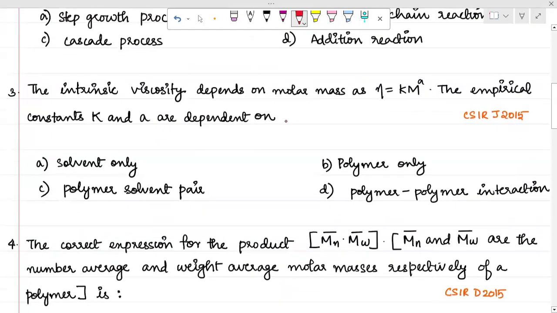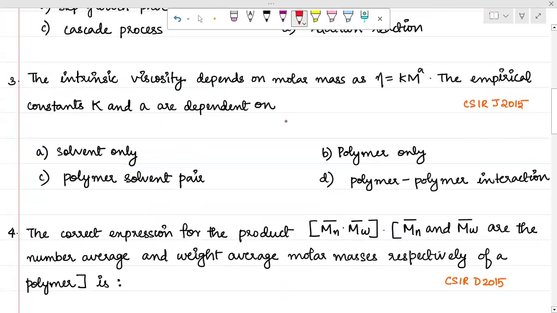Next one. The intrinsic viscosity depends on molar mass as intrinsic viscosity is equal to some constant K into viscosity average molar mass raised to a. This is actually the formula, they have already given it. The empirical constants K and a are dependent on the polymer-solvent pair. Option C is the correct answer. I request you to kindly watch the sessions before doing the questions. Everything is covered in the sessions, after which you will be able to do this very smoothly.